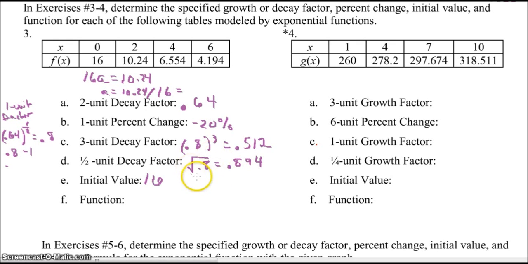And our initial value we got was 16. Now our function, let's just call this function f of x. Oh, it's already given us that name up here in the table. Now this is just a standard exponential function with our initial value of 16, and let's use our 1 unit decay factor, which is 0.8 to the x.